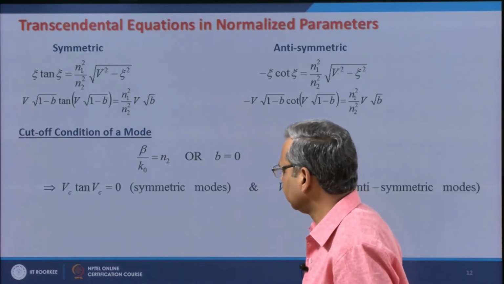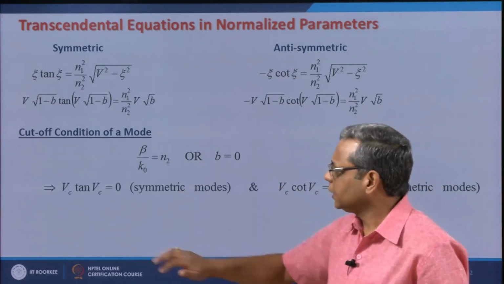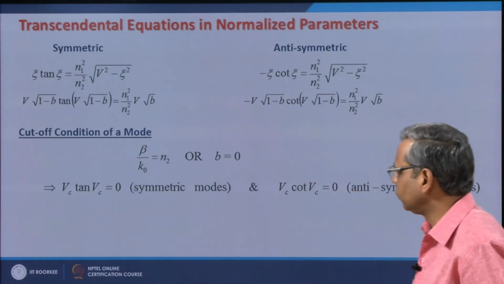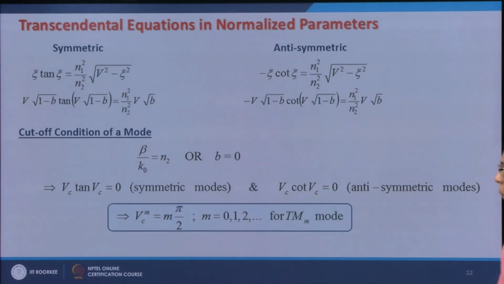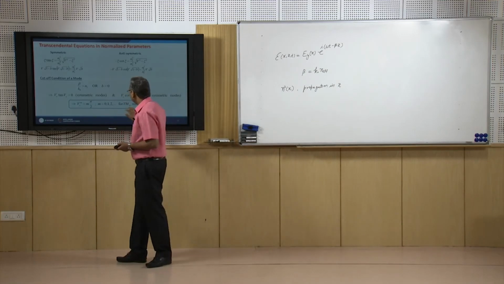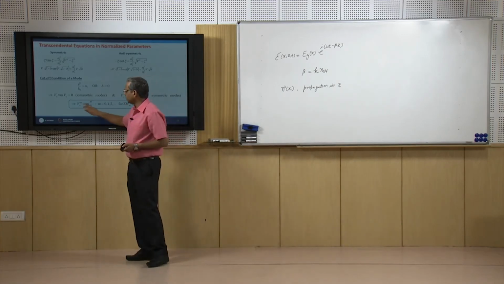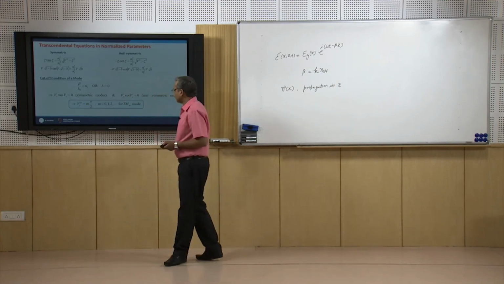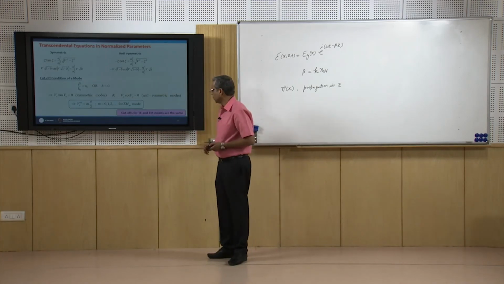So, for symmetric modes, the cutoff condition remains Vc tan Vc is equal to 0, and for anti-symmetric modes it remains Vc cot Vc is equal to 0. So, in general I have the cutoffs for TM modes as Vcm is equal to m pi by 2, which is the same as in the case of TE modes.